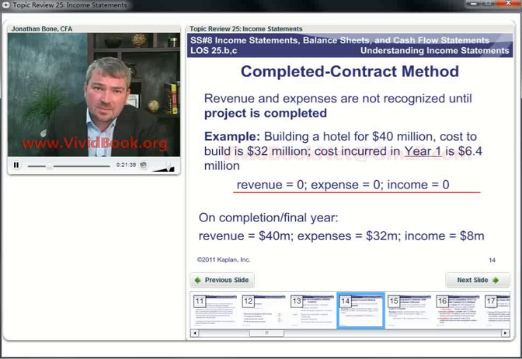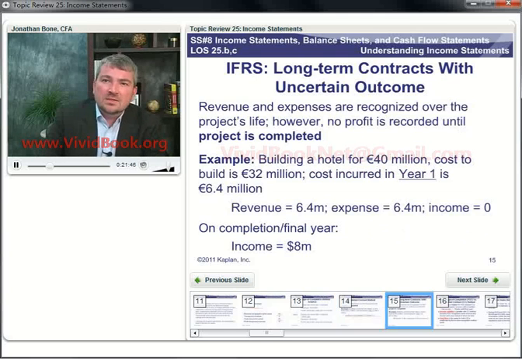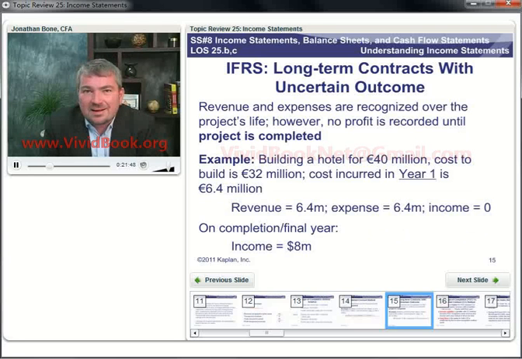Now remember, completed contract is not allowed under IFRS. Let's have a look at the approach under IFRS. So notice the IFRS treatment. Remember, we do record sales, but we ensure the sale is matched to the cost until the project is complete. So whilst you've got a sales figure in there, you've also got a cost figure in there as well, and no profit. So let's have a look at the same example.